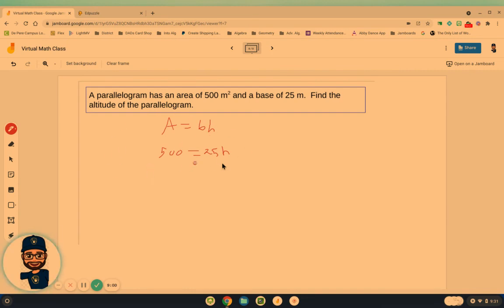How do I solve for h? We divide by 25. 500 divided by 25 should be 20. So our height or our altitude is going to be 20 meters.